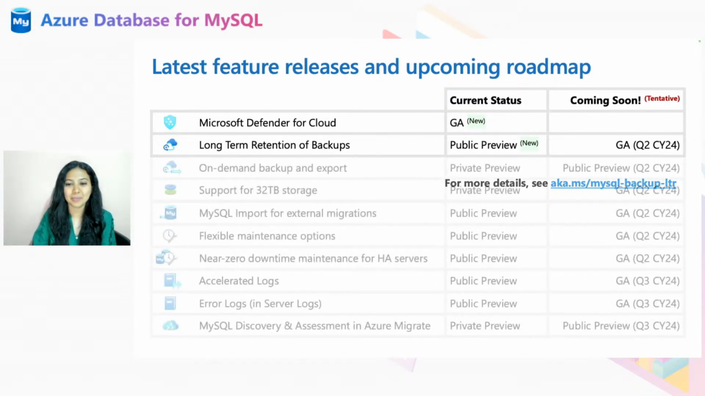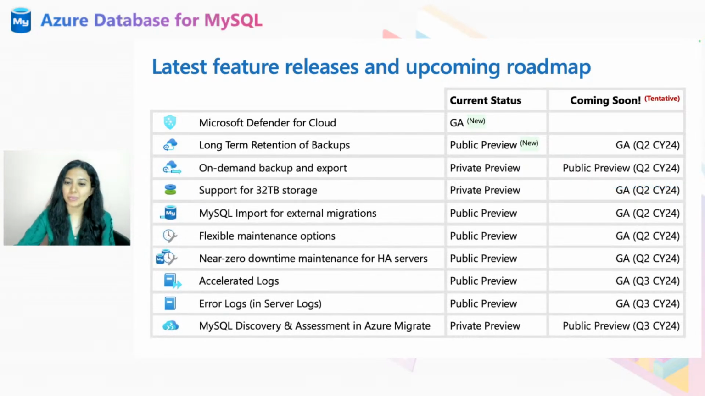Finally, leaving you with the upcoming roadmap. On-demand backup and export in private preview. This provides an ability to export at-moment physical backup of the server to Azure storage account or Azure Blob storage using Azure CLI. And once exported, these backups can be used for data recovery, for migration, for data redundancy and availability, or even auditing and other purposes. We plan to release it in public preview this quarter.